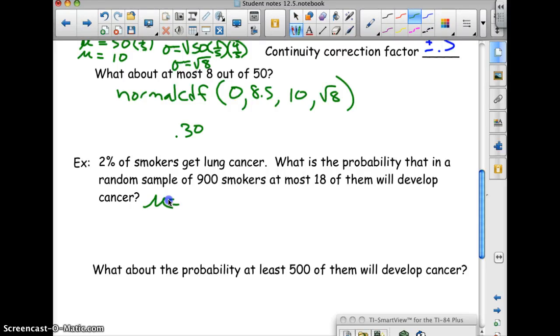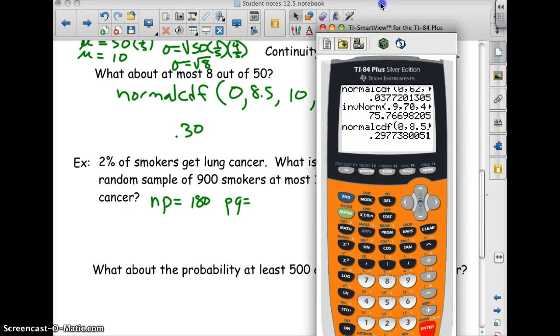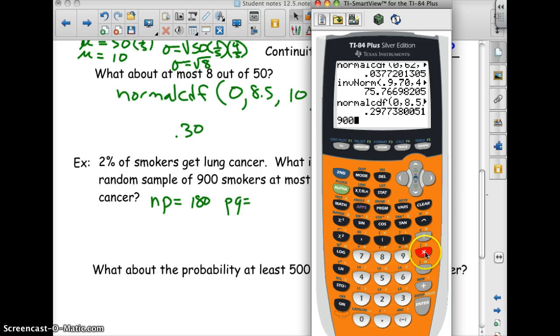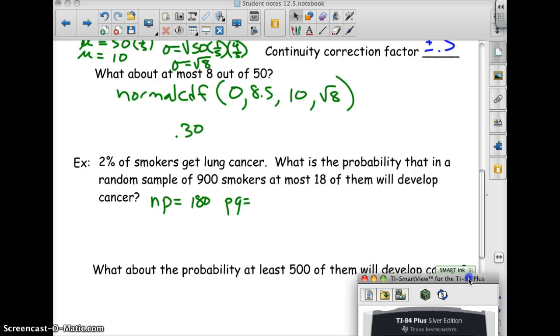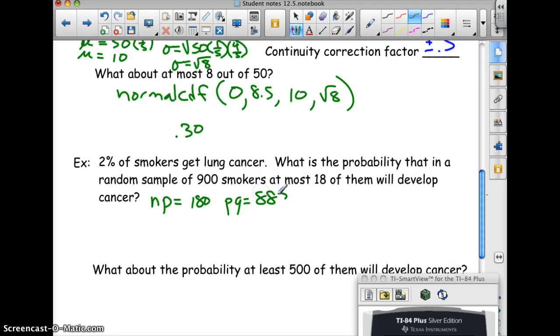First, you have to decide if it is appropriate to use the normal distribution. So you have np, and np is equal to 900 smokers times 2%, which is 18. Then we have nq, which is 98% of 900, which is 882, obviously greater than 5. So that's okay. And your mean here is 18.